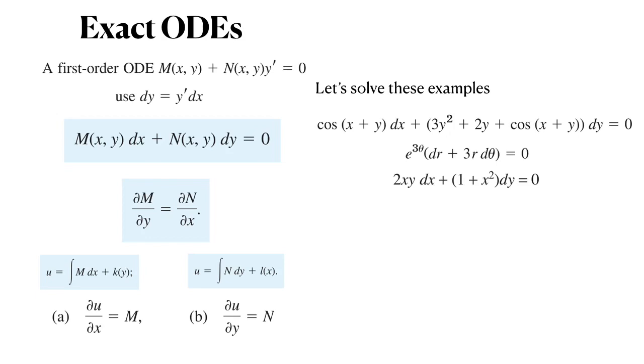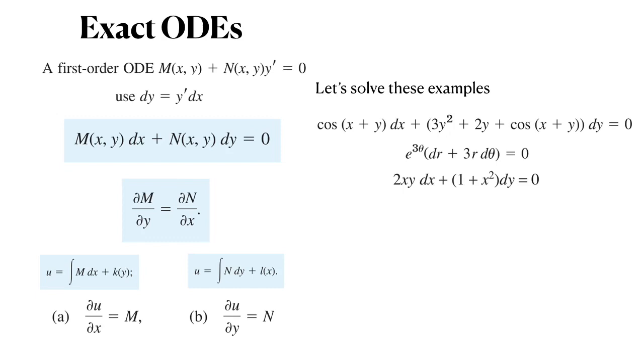The next step would be inspecting which of the two, M or N, looks less complex. So, if M looks simpler, we'll use u is equal to the integral of M dx plus a function K in terms of y. But if N looks less complex, we'll use the second equation, u is equal to the integral of N dy plus a function L in terms of x.